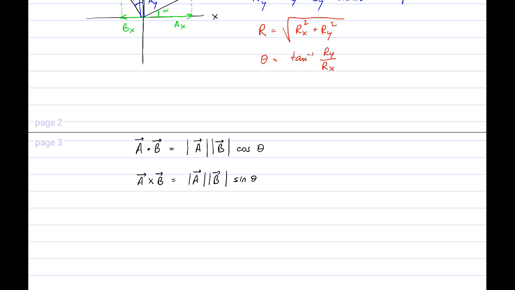Things are a little bit more complicated here because with a cross product, you actually have to use something called the right-hand rule to figure out what the direction of this vector A cross B is. So what I wrote here is really only the magnitude of A cross B. All right, well, that's about it for vectors.